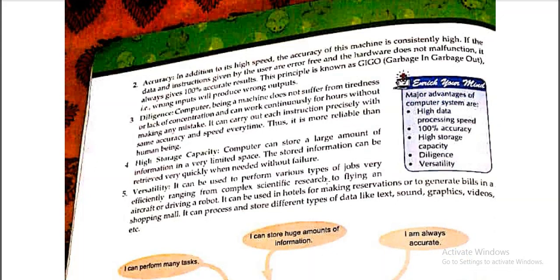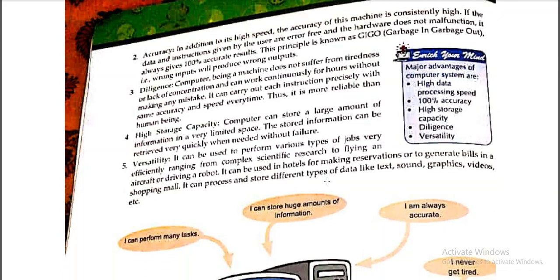Accuracy: in addition to its high speed, the accuracy of this machine is considered high. The output, whatever result we require, will be error free. So that's the meaning of accuracy.